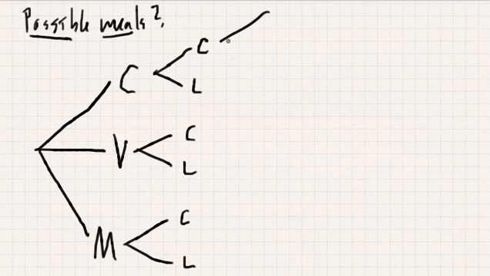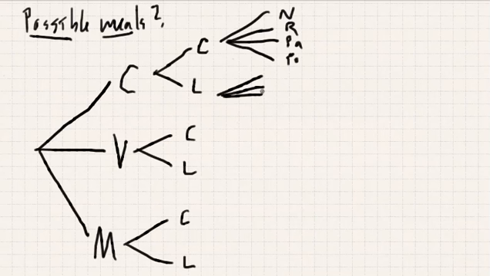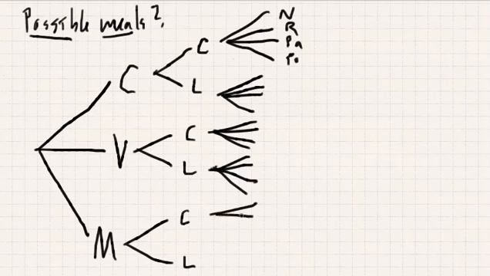Finally, from each of these, I have four possible choices for bread. I have the naan, the roti, the paratha, and the puri. And I'm not going to write that down for each of these. I'm just going to write down the fact that I've got four possible choices.